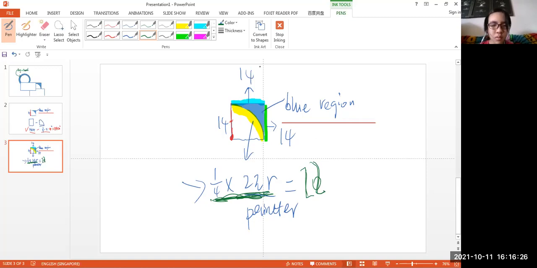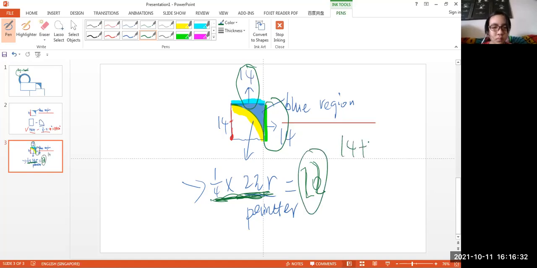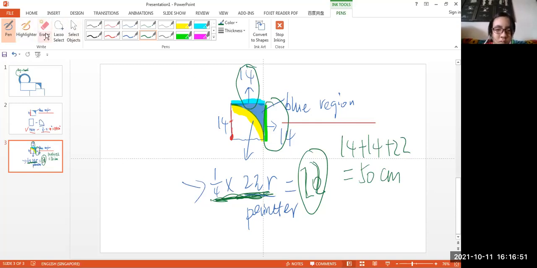How do you add up? You pick the blue one, the green one, and the yellow one. So 14 plus 14 plus 22. What's the answer? 50. Is it cm squared or cm? Cm. Why? Because it's perimeter, which is a length. Correct. So that's how you do this blue region.